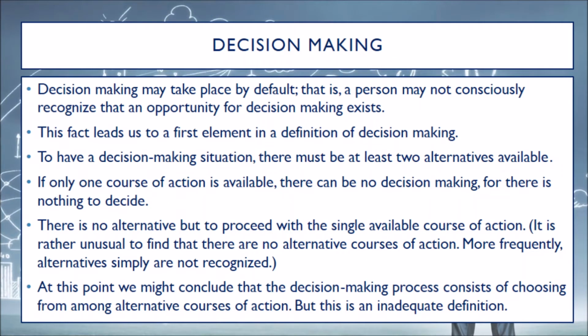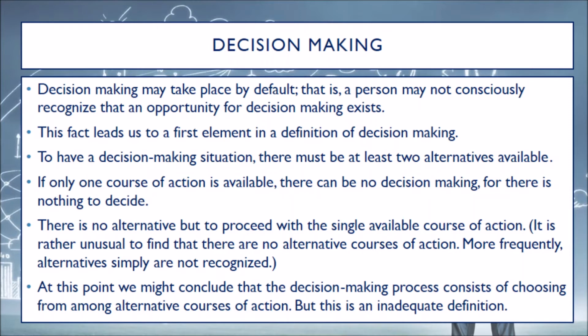Okay, so we now go to decision making. Decision making may take place by default. That is, a person may not consciously recognize that an opportunity for decision making exists. This fact leads us to a first element in a definition of decision making.